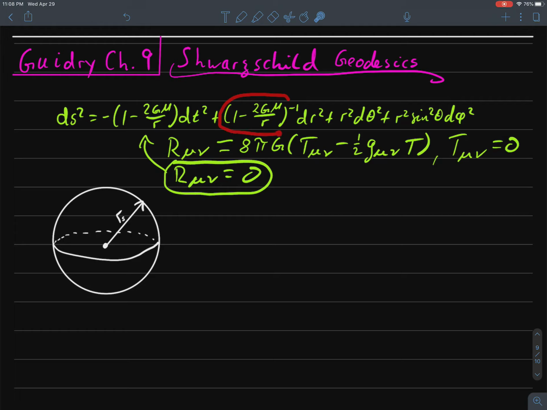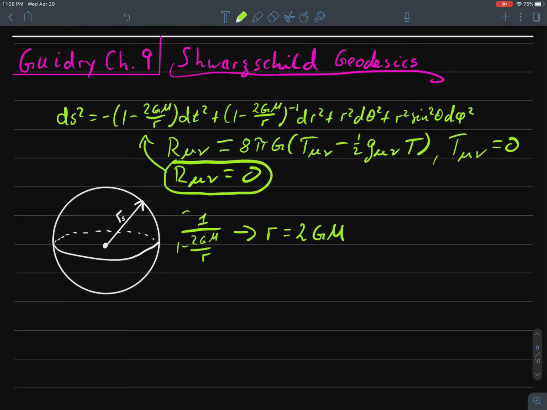And if you see here, we have 1 over 1 minus 2 gm over r. That means that when r equals 2 gm, this term here will blow up to infinity. So that's what we call a curvature, not a coordinate. It's a coordinate singularity.